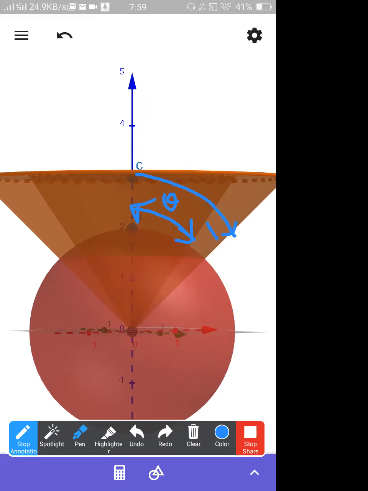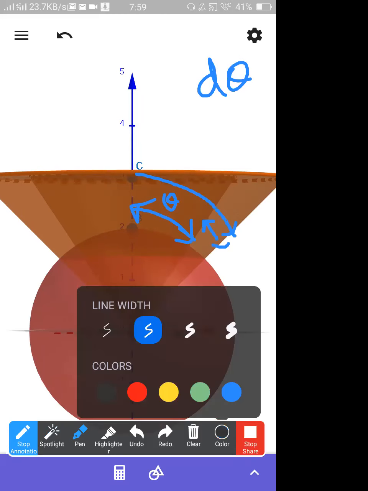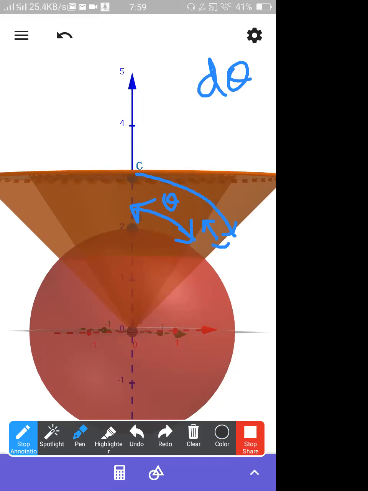Then what is the change in theta? I have changed the angle by some amount, say d theta. But I have formed some arc. I'll draw it in black color. This is the arc length produced by my d theta.